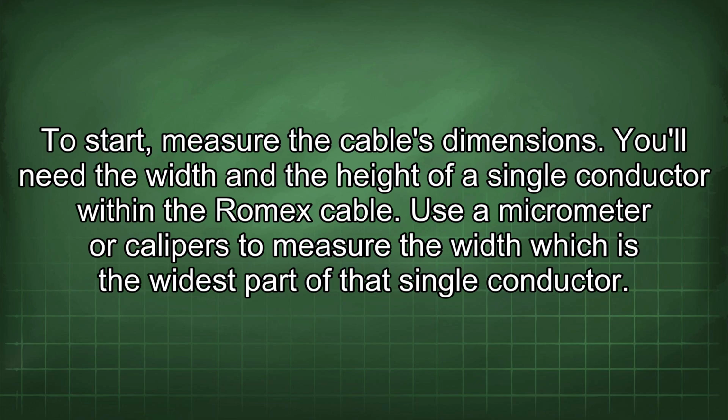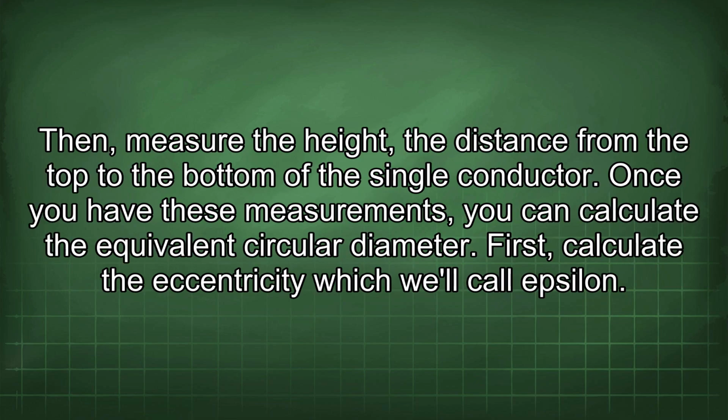You'll need the width and the height of a single conductor within the Romex cable. Use a micrometer or calipers to measure the width, which is the widest part of the single conductor. Then, measure the height, the distance from the top to the bottom of the single conductor. Once you have these measurements, you can calculate the equivalent circular diameter.